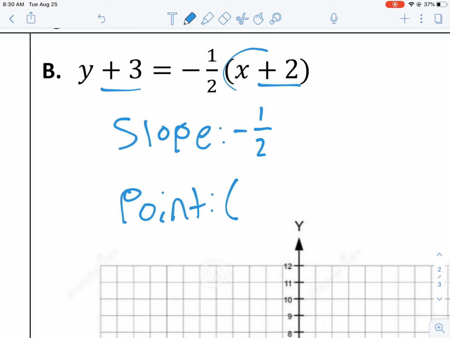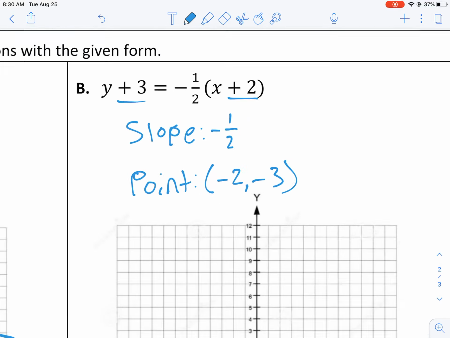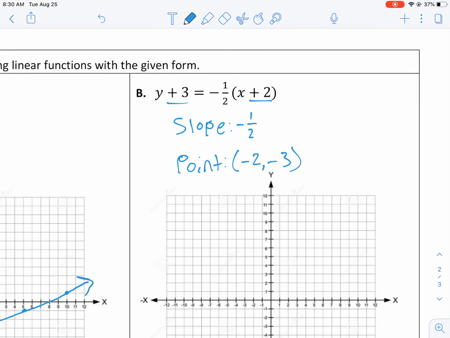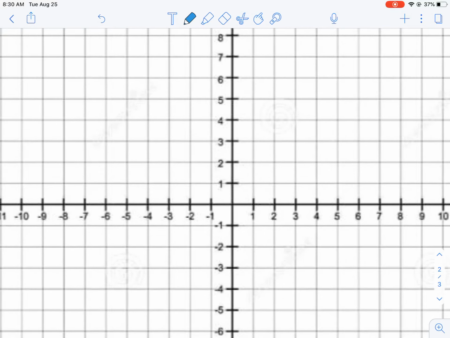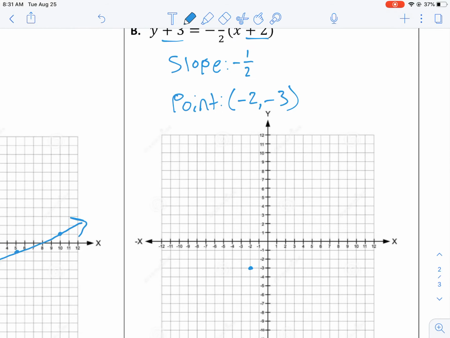So our x value is this one. That's where our x is, so that's -2. Our y value is over here. That's -3. So that's where we're going to start. Remember, that's your starting point. So we're going to start at -2, -3. We're going to put a point there, and then we're going to count off our slope.